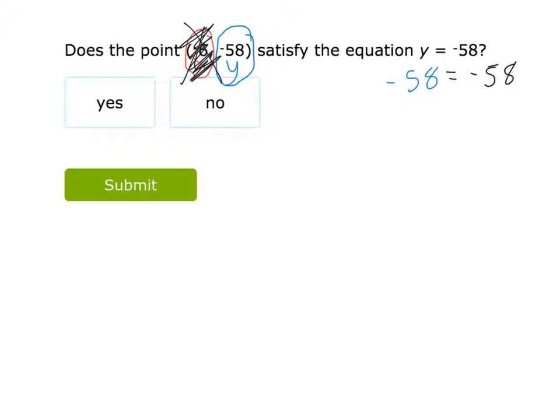Now going back to the problem and checking, if y equals negative 58 and the right side is also negative 58, it is true that negative 58 equals negative 58. So this answer is yes, it is true, they work out. So in this case, we're going to choose yes. This concludes the tutorial on the more challenging problems.